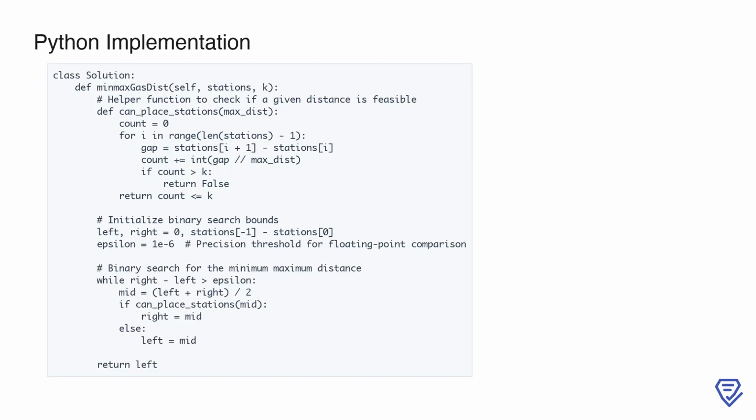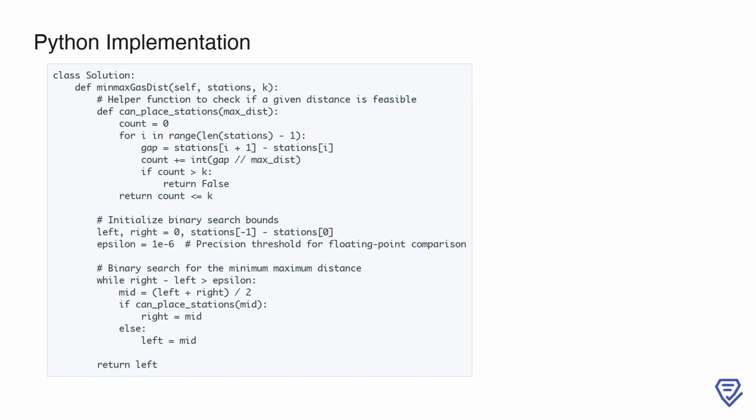This solution implements a binary search approach to solve the problem of minimizing the maximum distance between adjacent gas stations after adding k new stations. The method minmaxGasDist takes a sorted list of station positions and an integer k representing the number of additional stations to place. First, a helper function can_place_stations is defined. This function checks if it's feasible to place the additional k stations such that the maximum distance between any two adjacent stations does not exceed a given value max_dist.